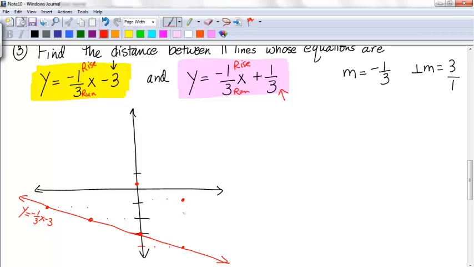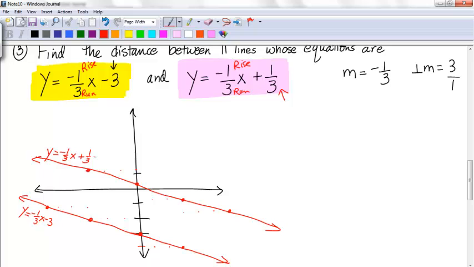And you do the same thing. You go down 1 and to the right 3. Or you can go up 1, would be about right here, and go to the left 3. And they should look close to parallel. I can do better. Hang on, I can do better than that. Close to parallel. This one, label it y equals negative 1/3 x plus 1/3.